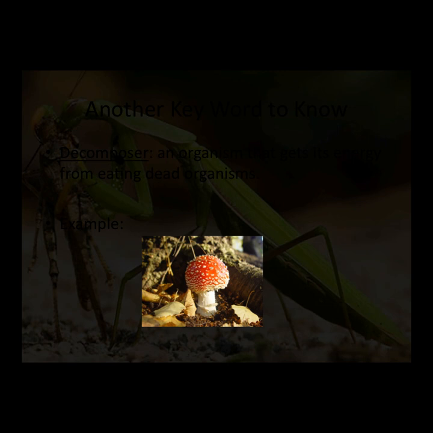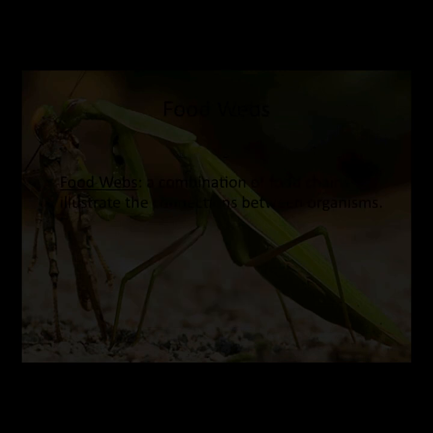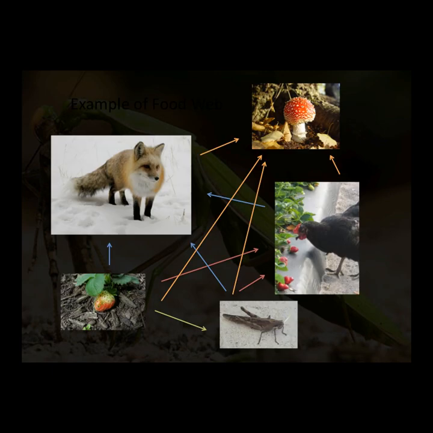Now that we understand what producers, consumers, and decomposers are, and we understand how to read a food chain, we are ready to discuss food webs. A food web is a combination of food chains to illustrate the connections between plants and animals. This allows us to see just how interconnected the communities around us are. Unlike a food chain, where we see the energy flow between one animal and the things that it eats, a food web shows many different animals and the things that they eat.